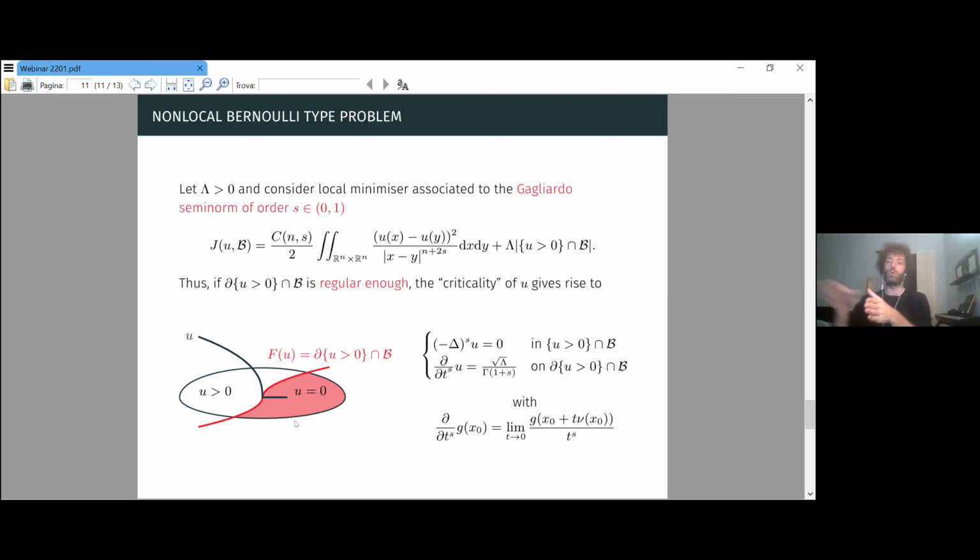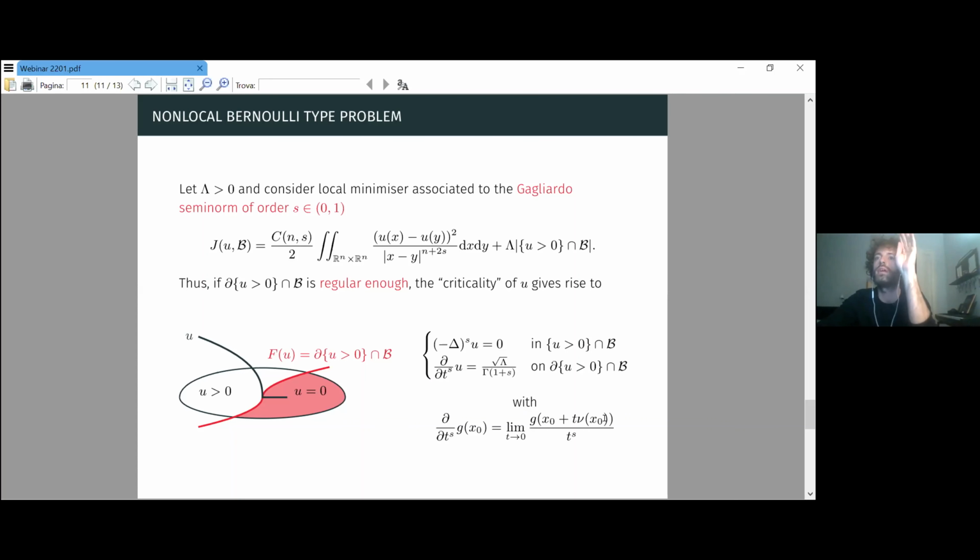So in that case, you have more than one configuration. You have two functions. Both functions behave like the distance from the free boundary with exponent s. Here I just wrote, for the sake of completeness, the Euler-Lagrange equation satisfied by the functions near the free boundary, but they are satisfied in a very weak sense. So they must be understood in a viscosity formulation.